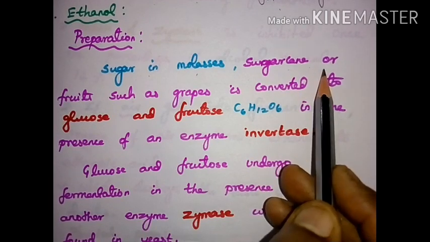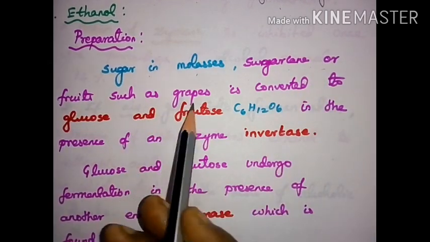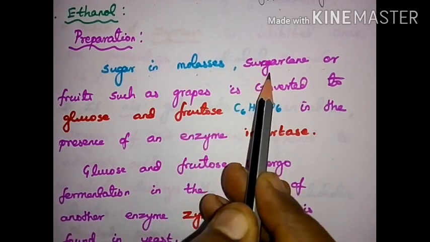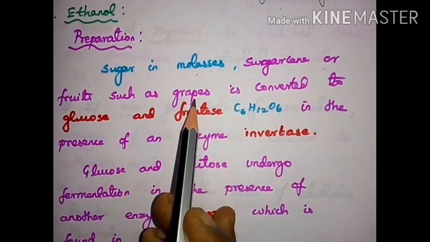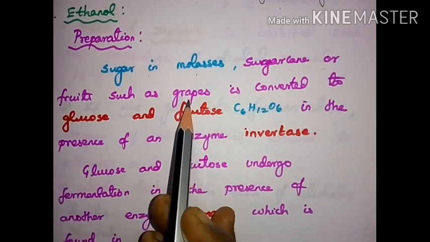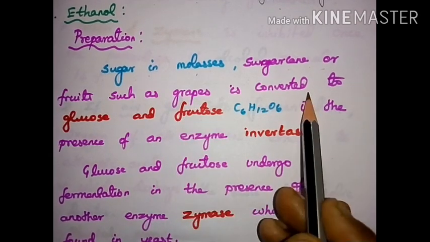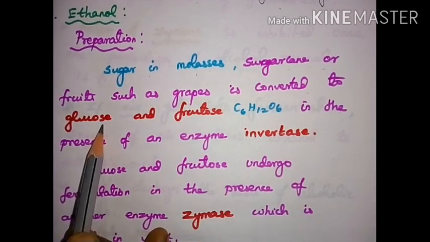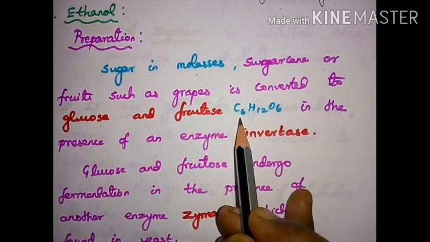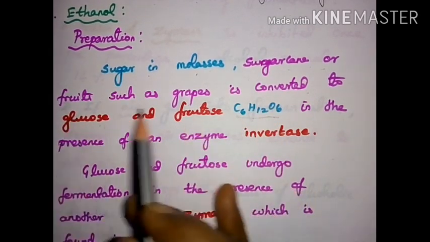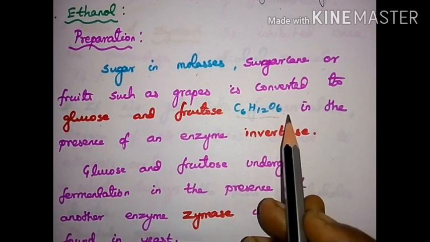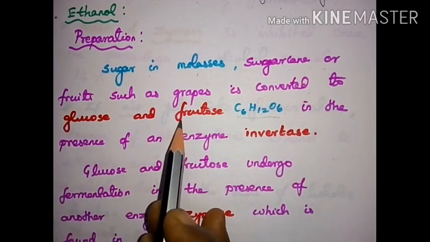The sugarcane or fruits such as grapes. So, molasses from sugarcane or some substances obtained from fruits like grapes is first converted to glucose and fructose. What is the formula for glucose and fructose? Both have the formula C6H12O6. Then how do they differ from each other?